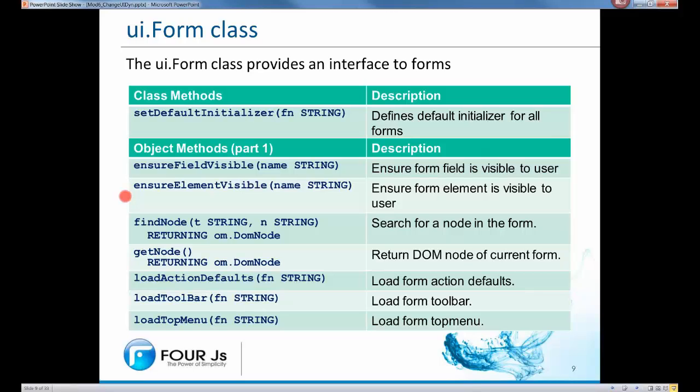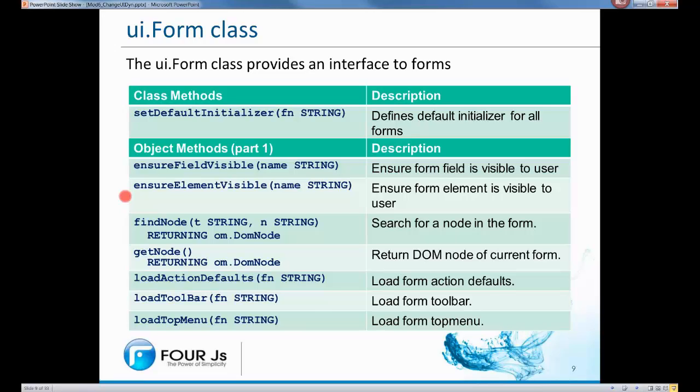When we talk about a field, we're talking about the fields you put out there using table.columnName or using form-only.fieldName. When you ensure a form field is visible to a user, you're not saying it was hidden and now you're making it visible. You're making sure it is on the surface and that the user can see it.